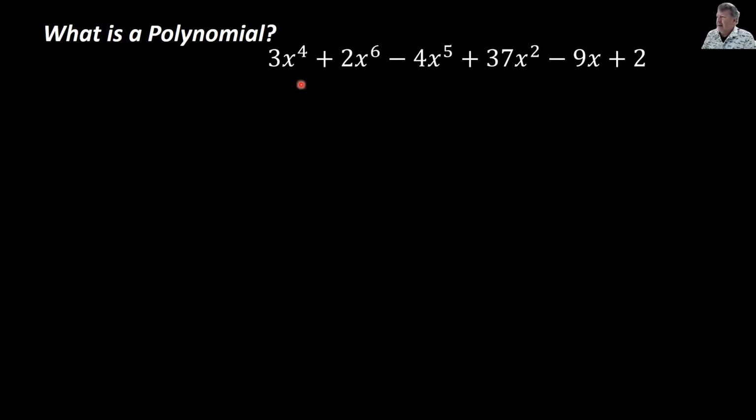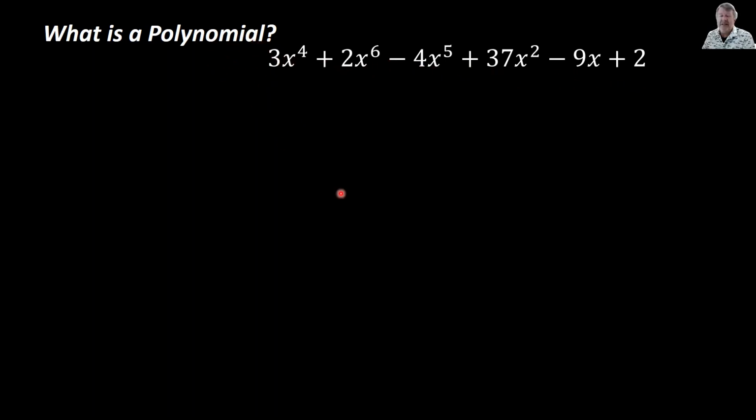So here's one: 3x to the power of 4 plus 2x to the power of 6 minus 4x to the power of 5 plus 37x squared, etc., etc., etc. Okay. You've done quadratics already, so a lot of this might look familiar. Now, the only thing that's missing is something out the front here.